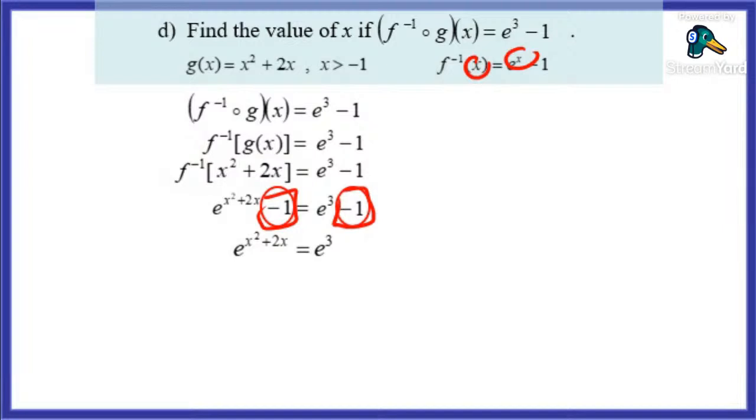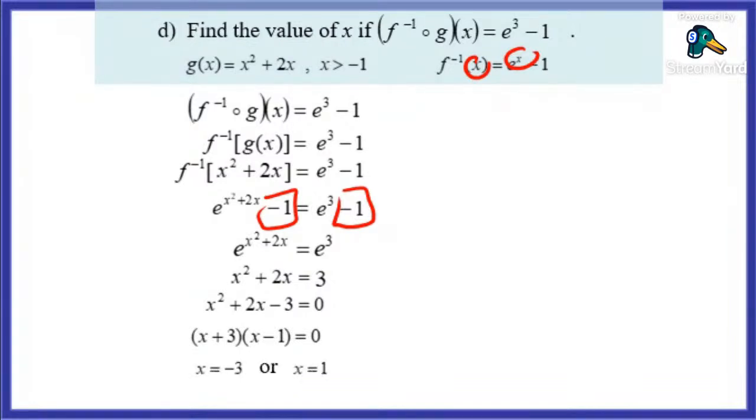So, disebabkan base dia sama, kita boleh comparekan index dia. X kuasa 2 tambah 2x sama dengan 3. So, this is a quadratic equation. Nak selesaikan quadratic equation, make sure the right side equal to 0. So, kita boleh factorizekan dia. So, dia akan jadi x tambah 3, x tolak 1 sama dengan kosong. So, x kita sama dengan negatif 3 ataupun 1. Okay? Betul lah. Betul lah kan? So, you just compare dengan composite yang dia bagi, nilai yang dia bagi dah.